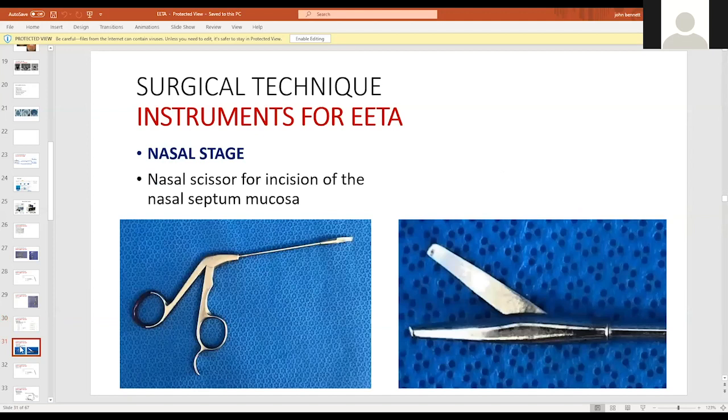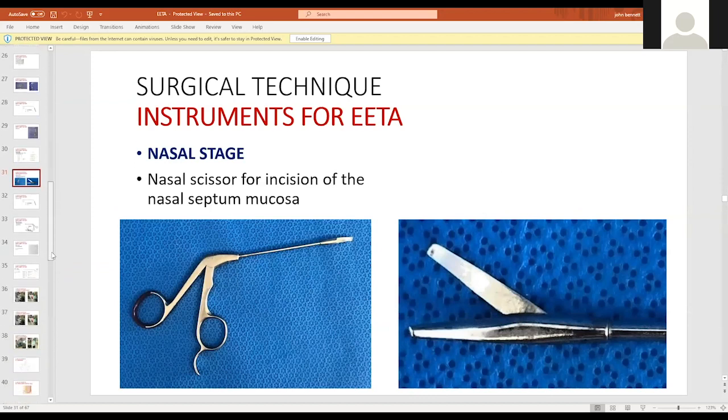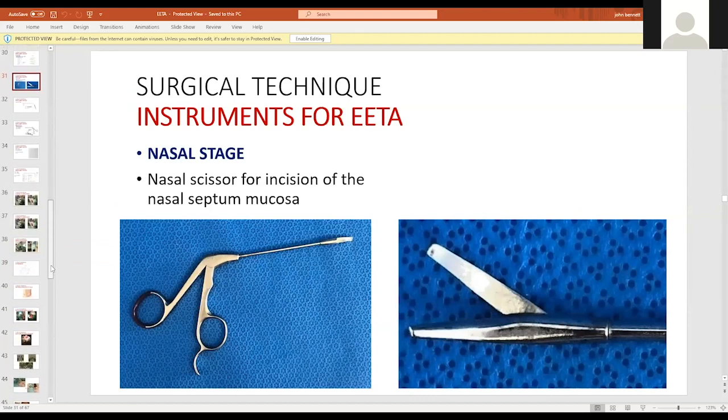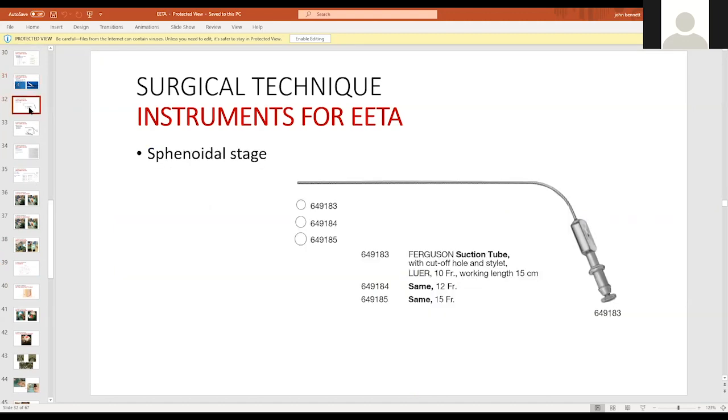Okay. So once you make your incision, you need those kind of scissors in order to continue making your cut to make the nasal septum flat. Again, next slide. Next. So the cannula is the same, the suction cannula is the same. Next.